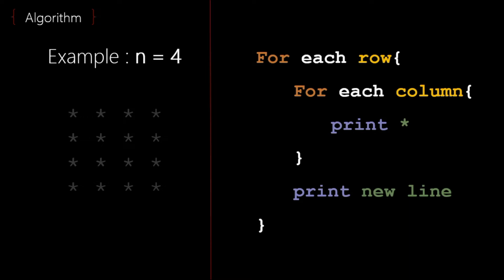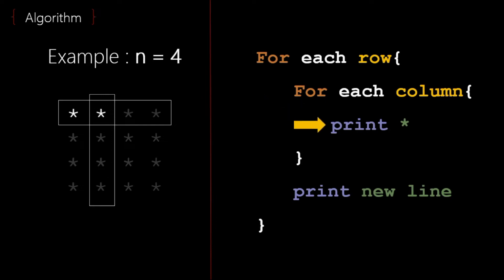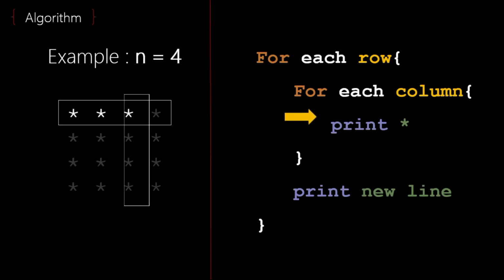Here in this example, we assume that n is equal to 4. So we start from the first row and the first column. Then we print a star. After that, we go to the second column and we print another star. And we continue doing that until we reach the last column.